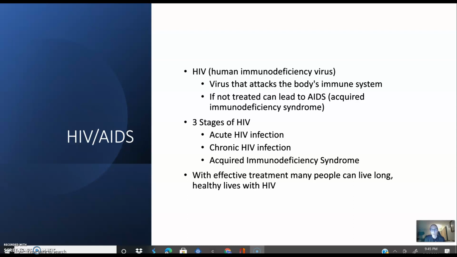There are 3 stages of HIV. There's acute HIV infection, chronic HIV infection, and then acquired immunodeficiency syndrome. With effective treatment, many people can live long, healthy lives with HIV.